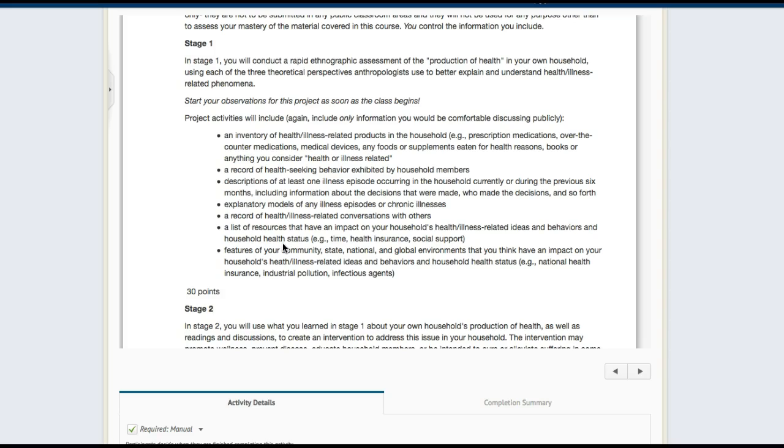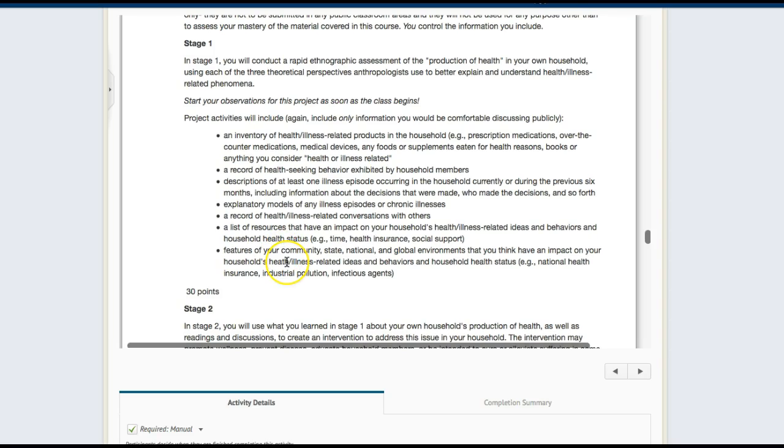your household's health and illness-related ideas or behaviors, and features of your community, state, national, or global environments that you think have a direct impact on your household's health and illness-related ideas and behaviors. So examples of these include, but aren't limited to, national health insurance, industrial pollution, infectious agents, toxic military exposure, etc. And this section is worth 30 points.